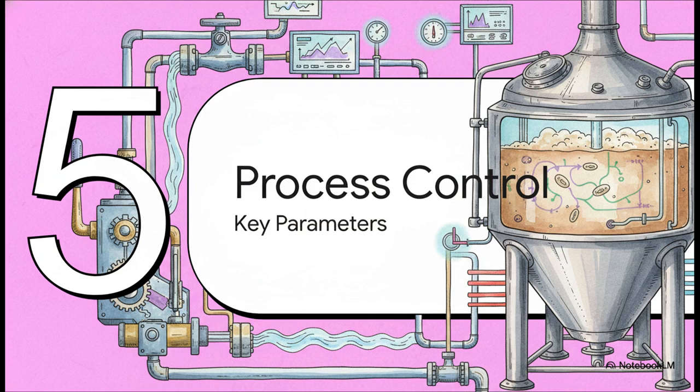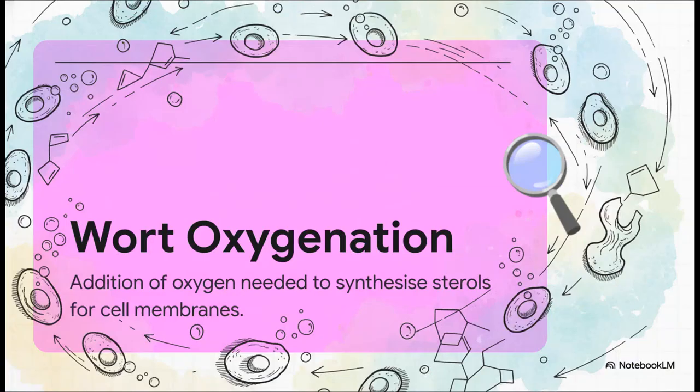And that brings us to Section 5, Key Process Control Parameters. Let's start with wort oxygenation. Now I know what you're thinking. Fermentation is strictly an anaerobic process, right? So pumping oxygen into the wort sounds completely counterintuitive.